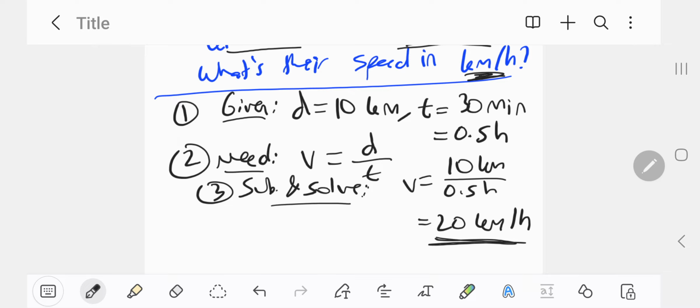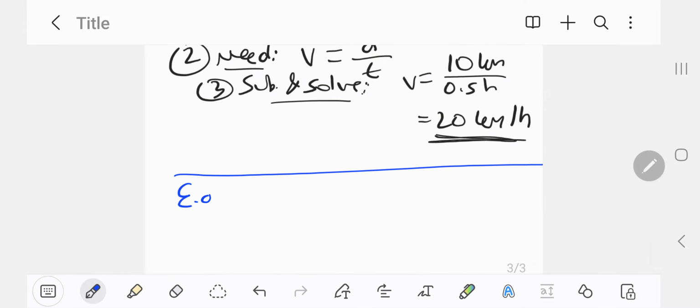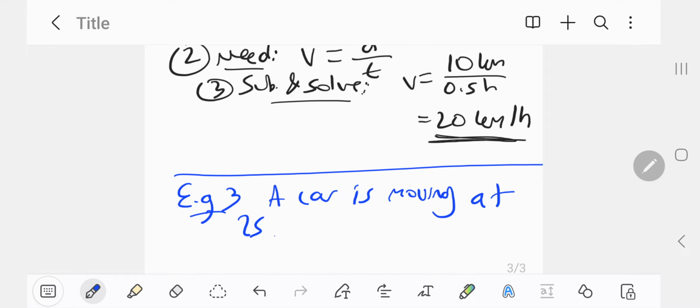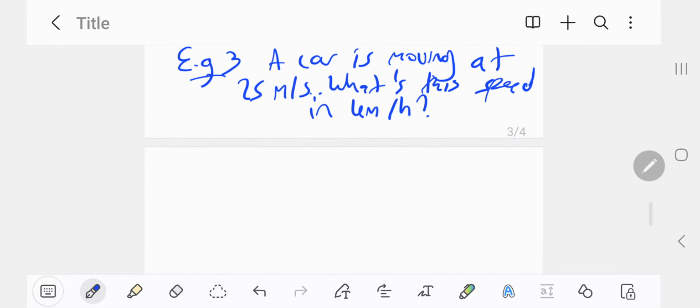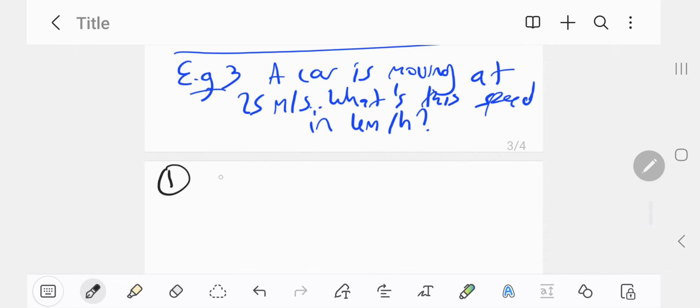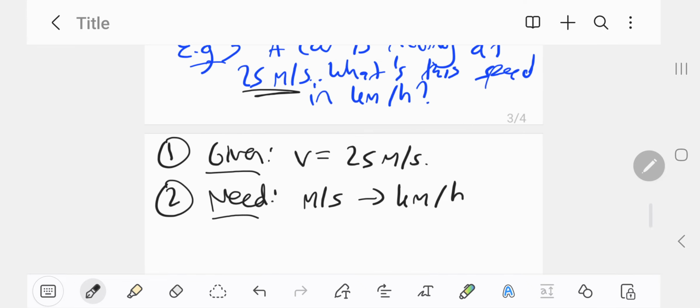And I'll do one more, slightly tricky, not that tricky. Let's suppose a car is moving at 25 meters per second. What's this speed in kilometers per hour? Once again, step 1, given. We're given speed. 25 meters per second is V, speed. We need to go from meters per second to kilometers per hour. And how do we do that?